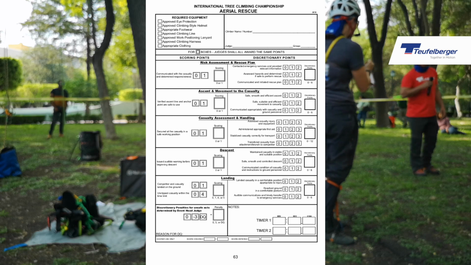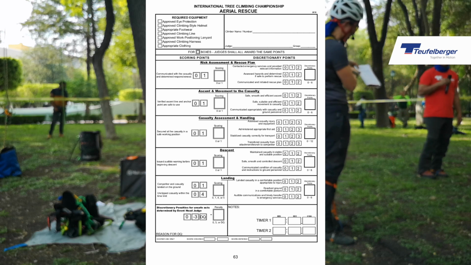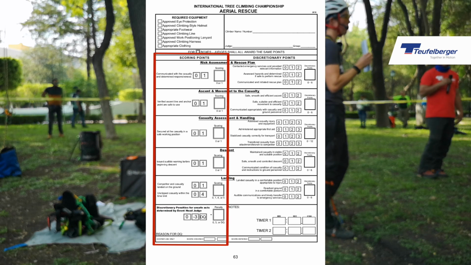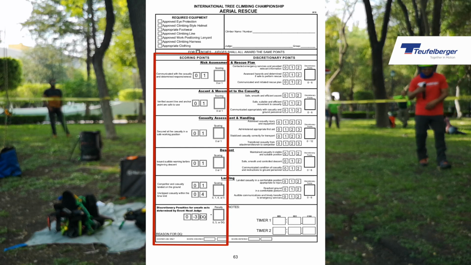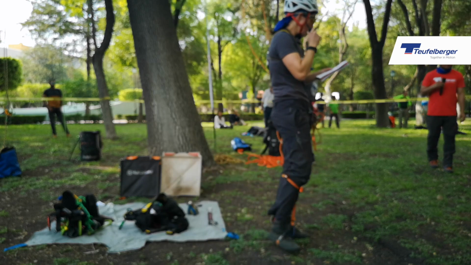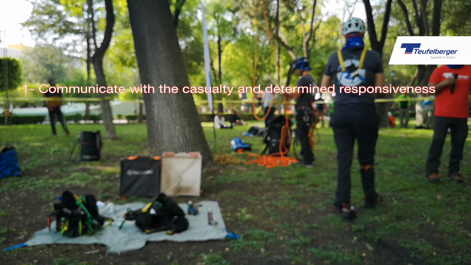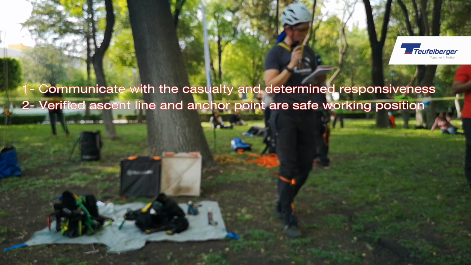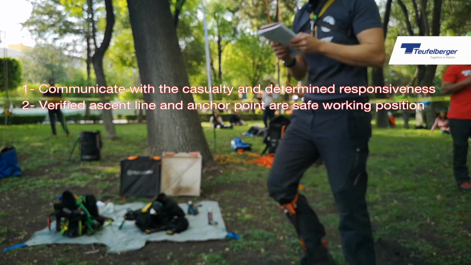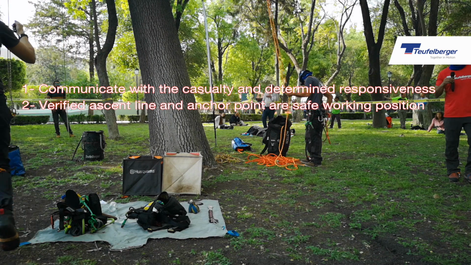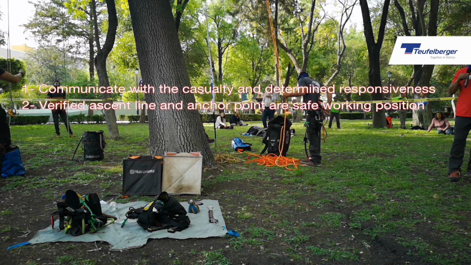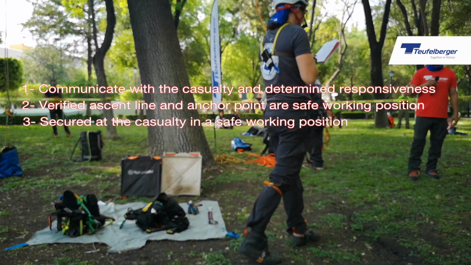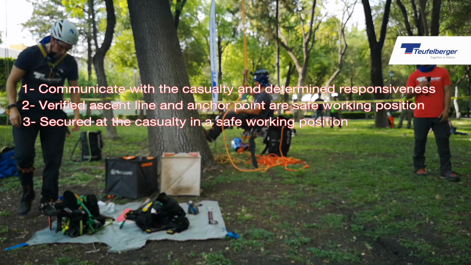We've got certain tasks on the left-hand side that we must perform to get some basic points. So, things we must do during the rescue. We must communicate with the casualty and determine responsiveness. The next thing we must do is verify the ascent line and anchor point are safe to use. There's no point me going into the tree if I'm not happy that the access line is okay. Then I get into the tree. I must secure myself at the casualty in a safe working position.